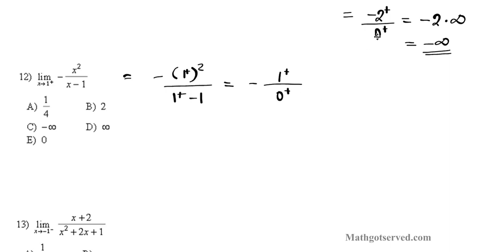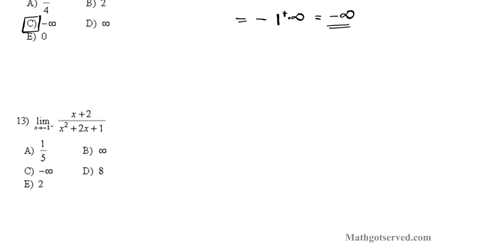Now, just as we did in number 11, if you are dividing a constant by an extremely small positive number, you're going to end up with infinity. Okay, but we have a negative here, so this can be viewed as 1 from the right times negative infinity, which is just negative infinity. So your answer here is going to be option letter C. Now let's go ahead and take a look at problem number 13.